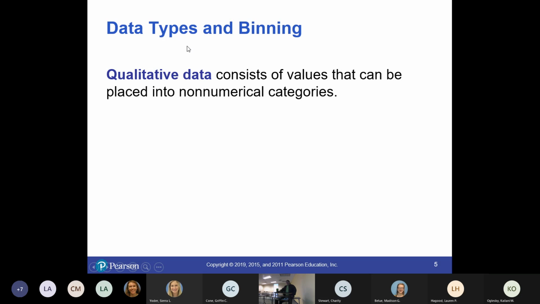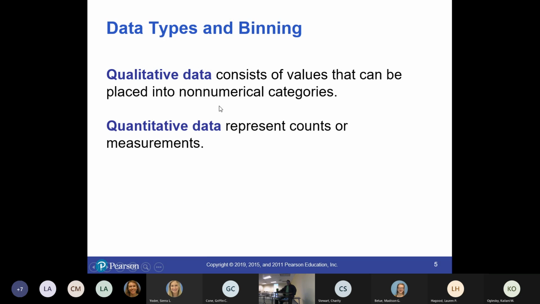What does it say? Let me see. Okay. Just break in whenever. Qualitative data consists of values, categories. We already talked about this. Quantitative, and we're going to call that classes, but of course you could say measure.